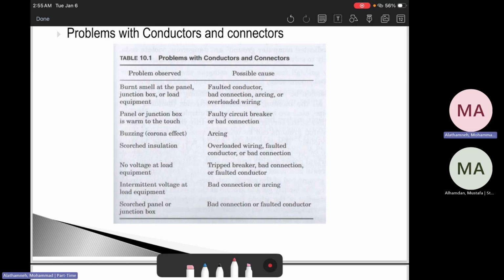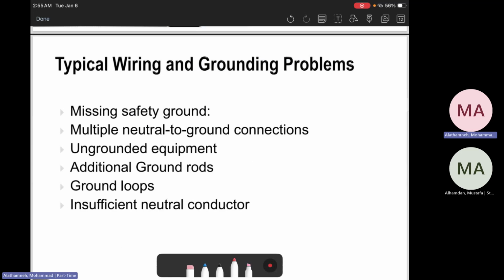Okay, so there is a list for typical wiring and grounding problems. The first thing is missing safety ground. You will see two-wire outlets, cut green wires, or metal trunking not bonded. The system can be shocking, equipment can be noisy, or the breaker may not trip during faults, because with the safety ground missing, it will not detect that there is a fault.